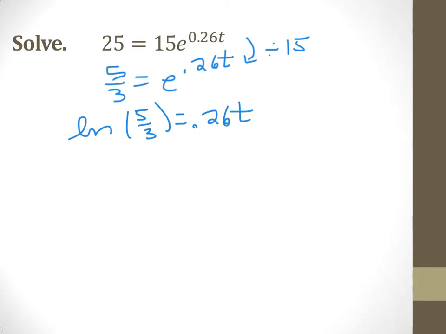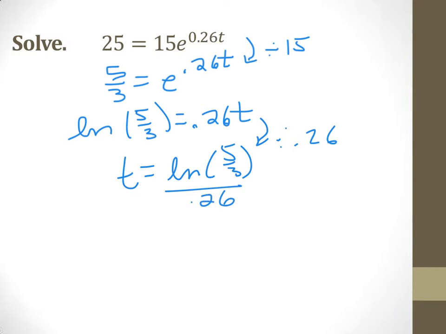Let's verify we got that right. Natural log is base e, so e raised to the 0.26t is equal to 5/3. Yes, that's exactly what we have here. Now we need to divide by 0.26. When you do that, you get t is equal to the natural log of 5/3 divided by 0.26.